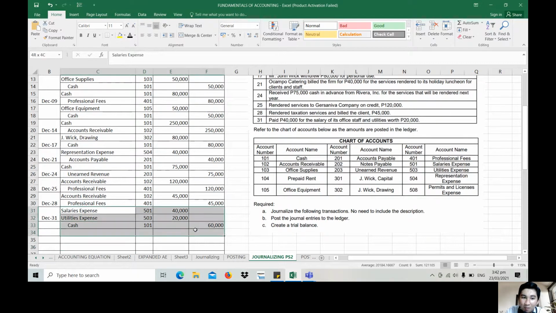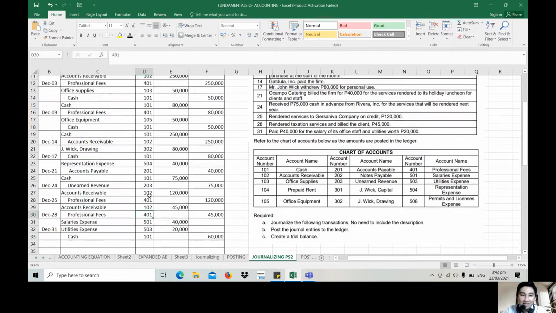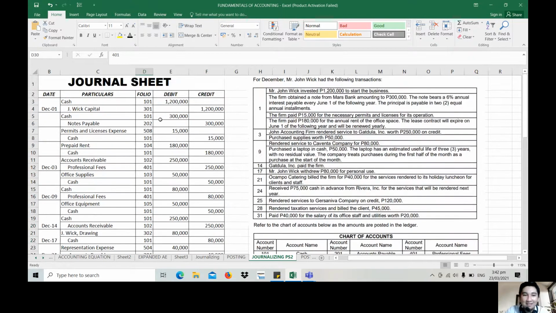So this is what we call compound entry kasi it is composed of two debits and one credit. Pwede din one debit and two credits. Basta more than one ang isang composition ng entry, that is compound entry. Pero kapag one debit and one credit only, that is single entry. Pero dapat sa compound entry, equal pa din yung debits natin at saka credit. Di ba dito, 40 plus 20 is equal to 60. And our credit is 60. Equal pa din ang natin. So, this is how we journalize.